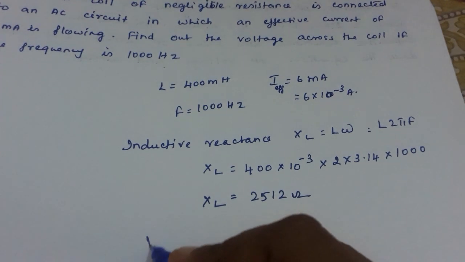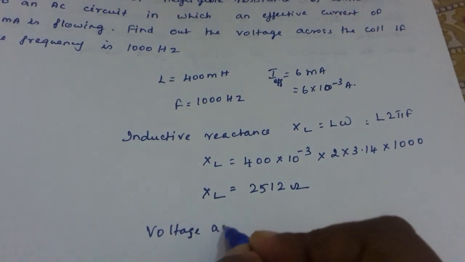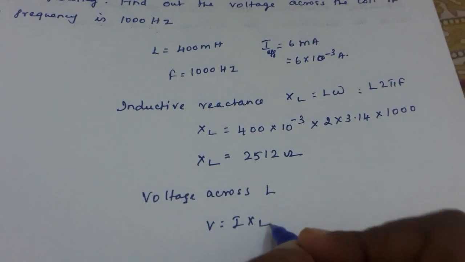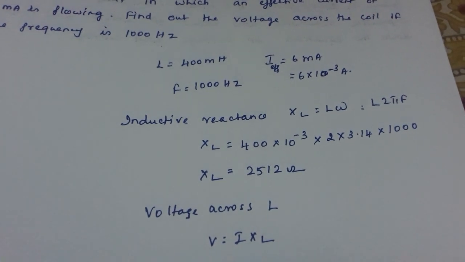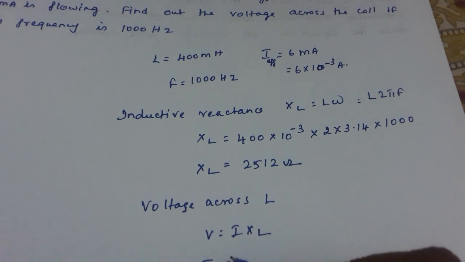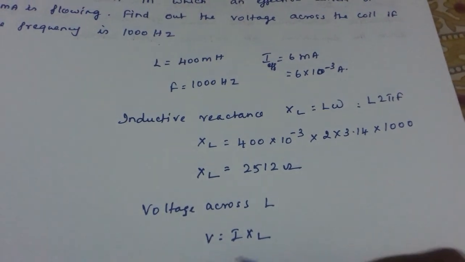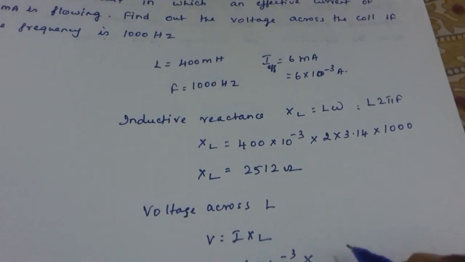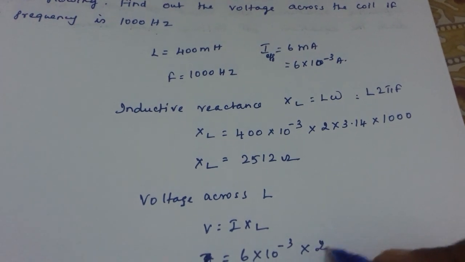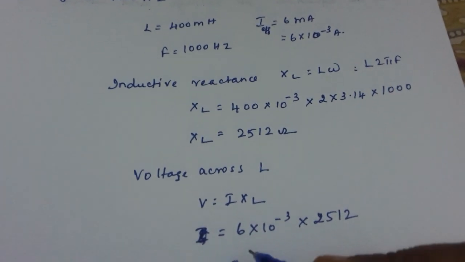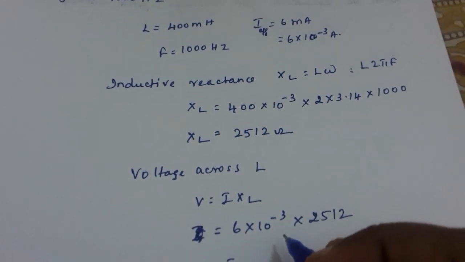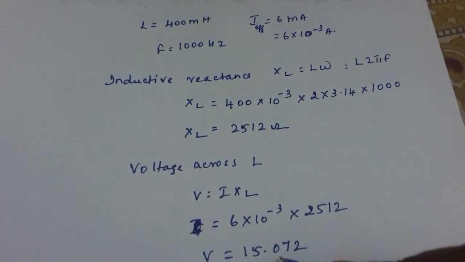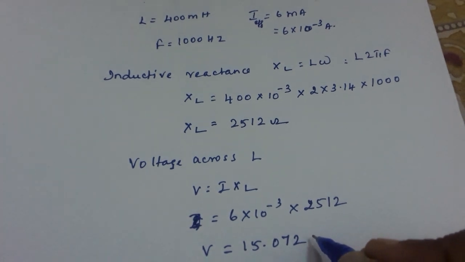Now we have to find the voltage across L. So V is equal to I into XL. We want to find V only. So V is equal to I, and we know the value of I was 6 milliampere. So it is 6 into 10 raised to minus 3, into the XL value, which is 2512. If you multiply these two values, you will get 15.072. So the voltage we are getting here is 15.072 volts.